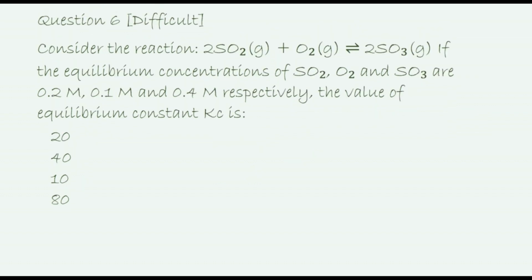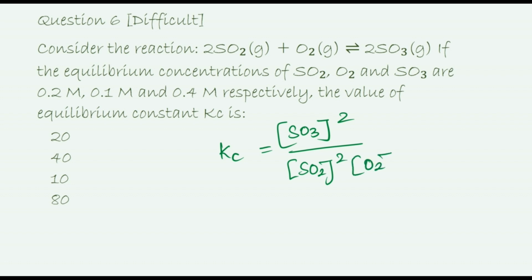Let's see this question, consider the reaction which is 2SO2 plus O2 gives 2SO3, contact process. If the equilibrium concentrations of SO2, O2 and SO3 are 0.2, 0.1 and 0.4, the value of equilibrium constant Kc is. So Kc is equal to, we very well know, the concentration of the products raised to the power of their molar coefficients divided by the reactants.